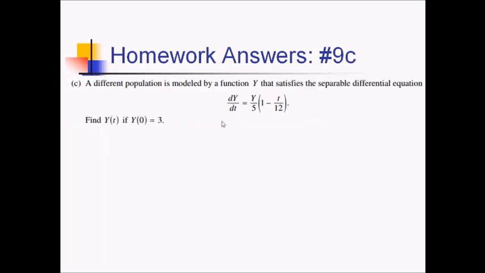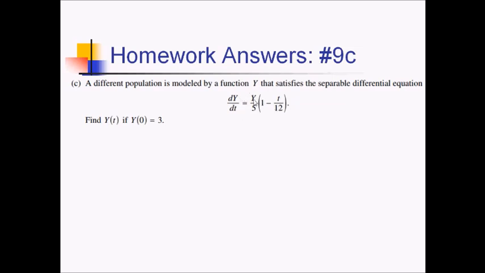For this problem, we have a different population modeled by a function y that satisfies this separable differential equation. Based off of that, they want us to find y of t if we have an initial condition of (0, 3). All right, well, they told us it was separable, and we kind of know we need to do it anyway because we see y in the differential equation. So we'll start by separating the variables.